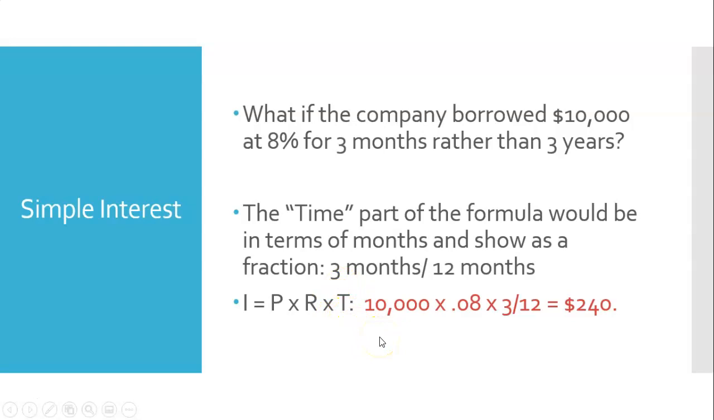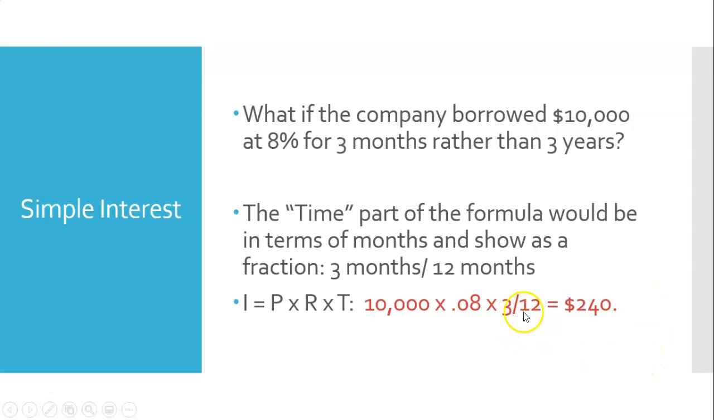Okay, and so the numerator of that fraction, if we have less than 1 year, we're going to have a fraction, and the numerator will be how many months the loan is for, and the denominator will be 12 months. We have 12 months in a year. Okay, so 10,000 principal times 0.08 rate times 3/12 is $240 of interest that Barstow would owe if it was a 3-month loan.